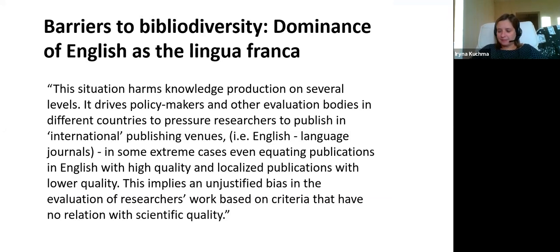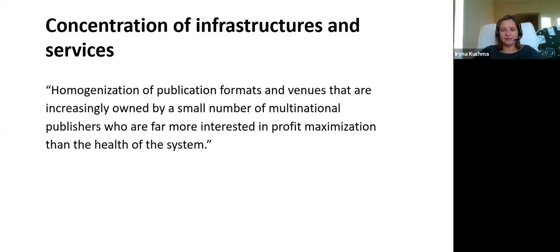And in this call for action, we list some of the current problems that we have in scholarly publishing, that English is still the lingua franca, and it shouldn't be the case for all publications.